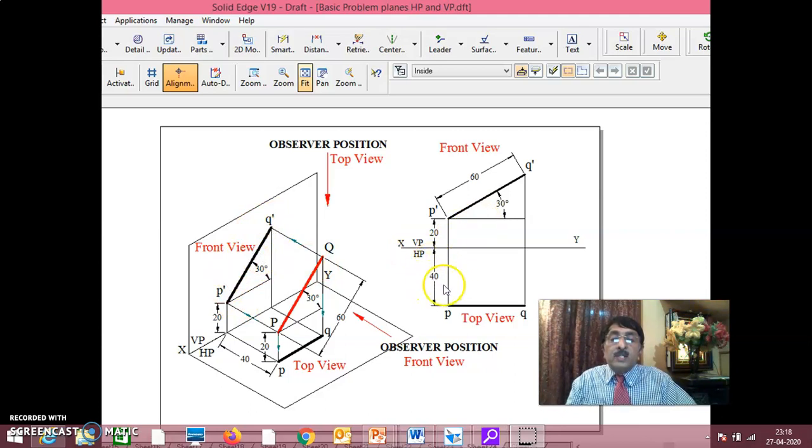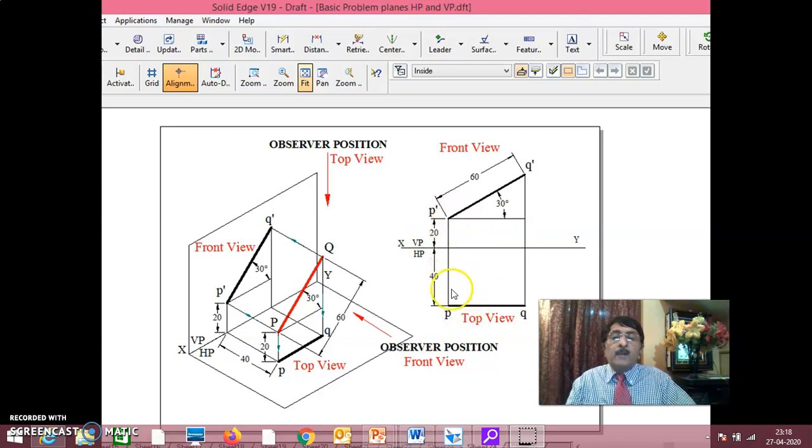Under such circumstances, 40 will become 0 and you are writing this PQ on the XY line only, with one end 20 mm above HP. Did you follow? Small changes. See here, I'll tell you, don't complicate things.